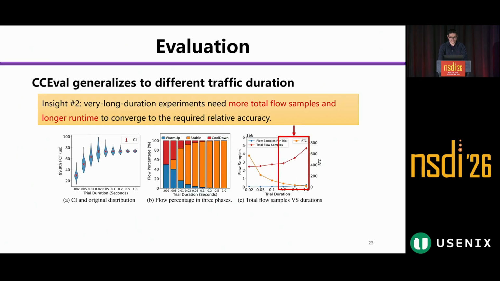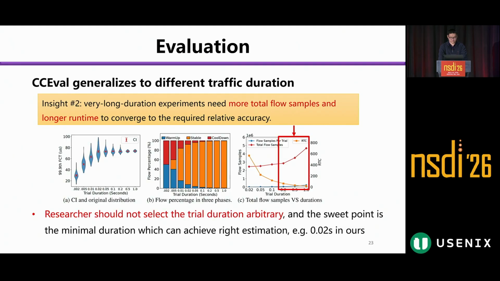And the second insight about duration is the opposite extreme. Very long trials may require more total flow samples and longer runtime before the confidence interval converges to the desired relative accuracy. So therefore, researchers should not choose trial duration arbitrarily. The practical goal is to find the minimal duration that still produces a correct and representative estimation.